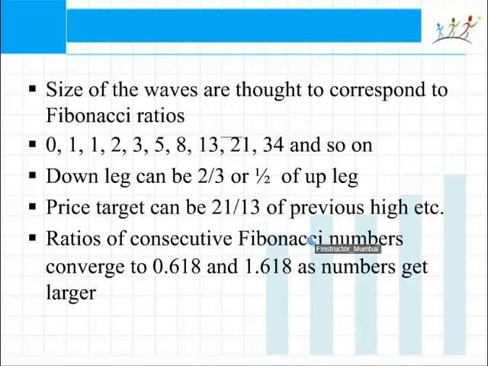So that's how we use the Fibonacci ratios and the Elliott wave to predict future stock prices. So just remember that an uptrend has 5 waves, down moves have 3 waves in an uptrend, and vice versa for a downtrend. The size of the waves corresponds to Fibonacci ratios. That's all you need to know.